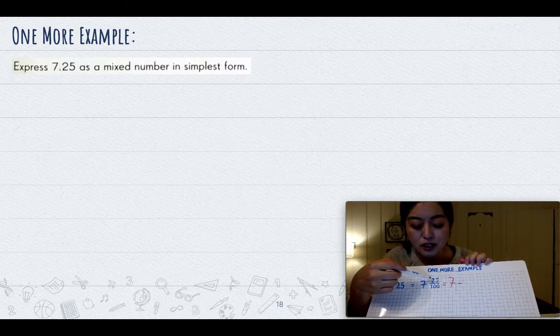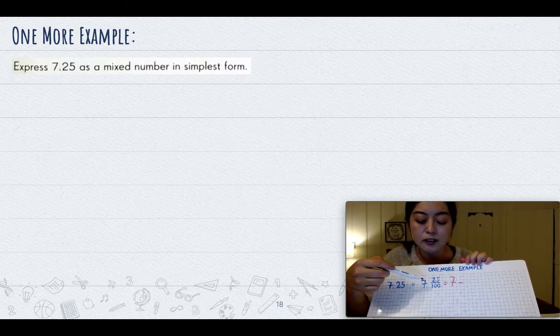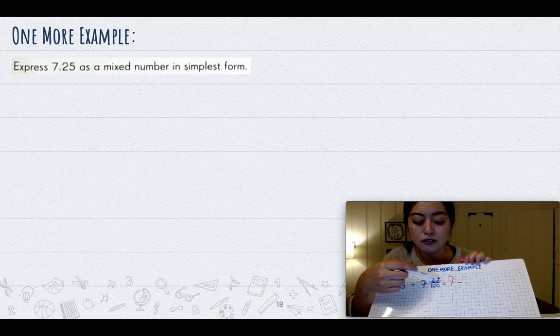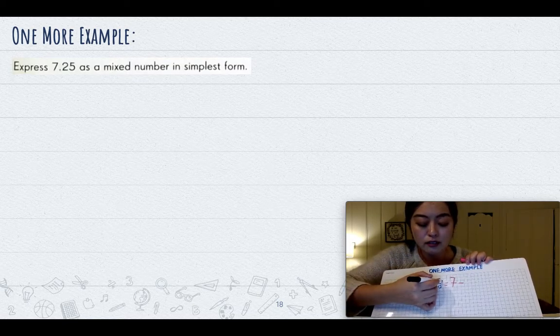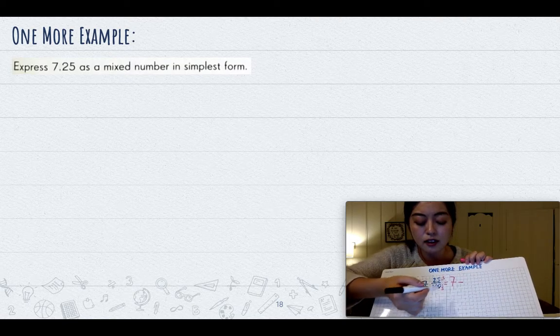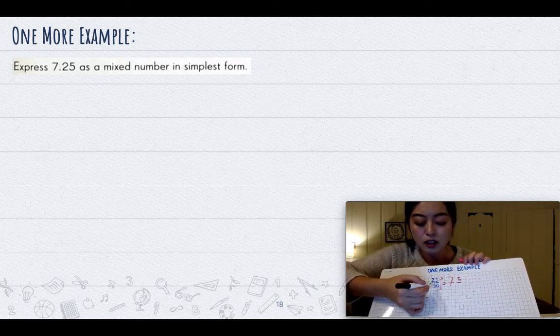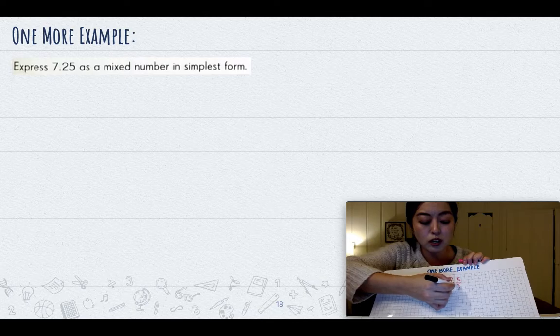So let's see, 25 and 100. I know 5 can go in there, so I can divide the numerator and denominator by 5. If I do that, then 25 divided by 5 is 5. 100 divided by 5 is 20, okay?